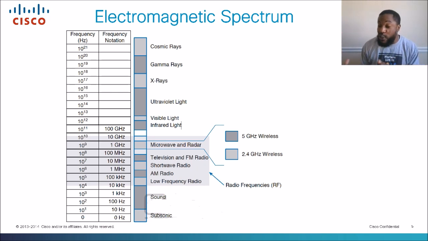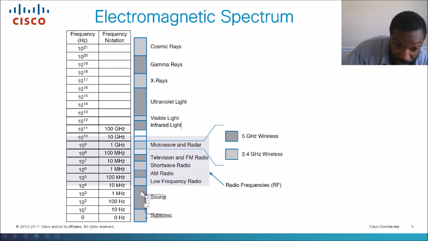But if you go further, once you get to about 10 hertz, you can start hearing it. This is sound, right? Below 10 hertz is subsonic. You can't even hear it. It's so low, right? As you go further up the scale, we got this, 1,000 hertz, which is 1 kilohertz, right?